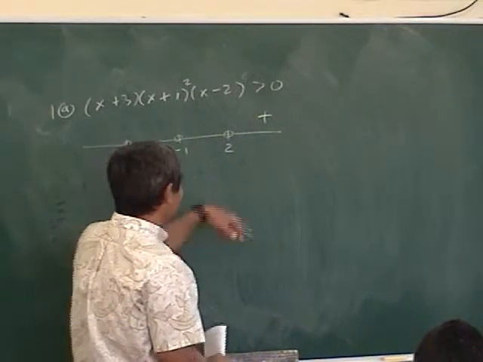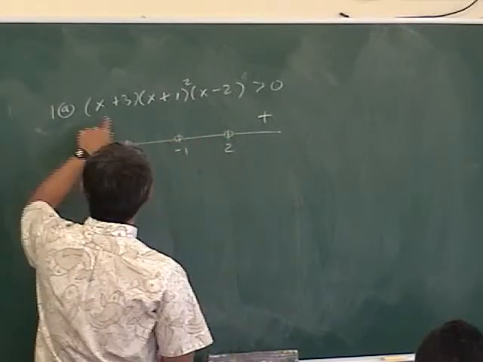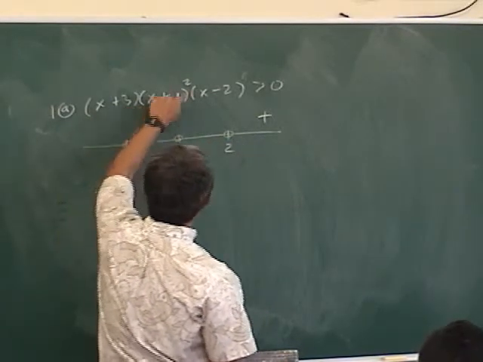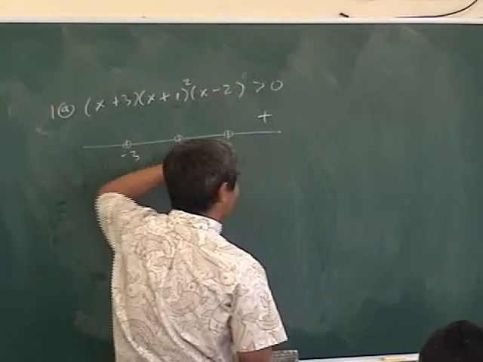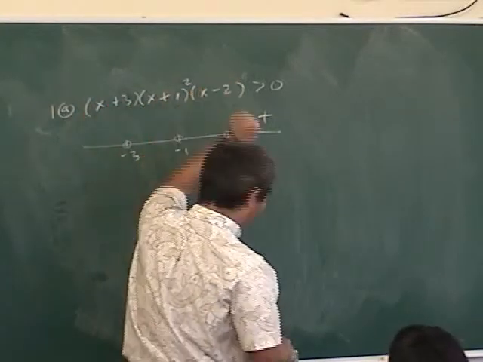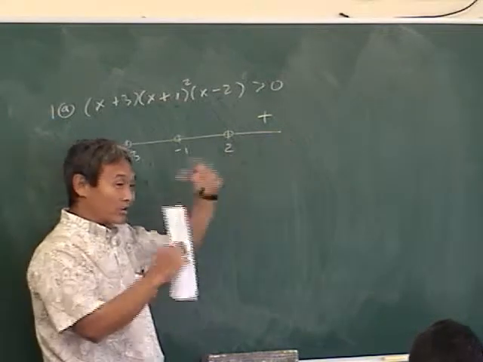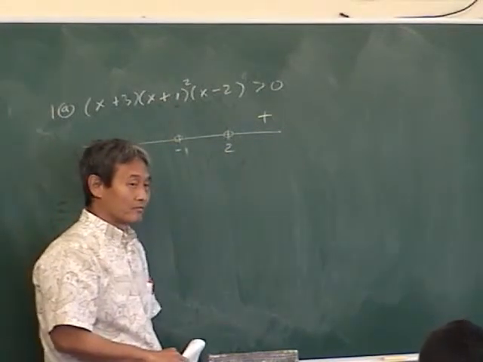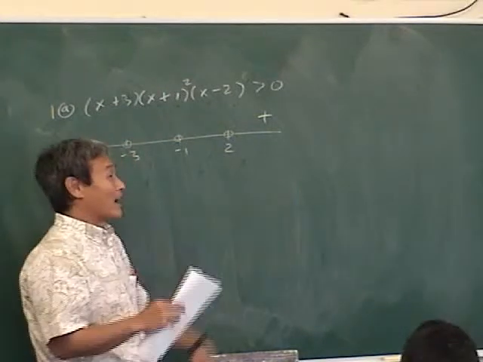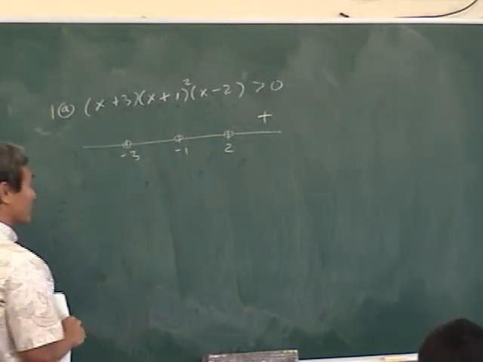And just to make sure, if I plug in a number bigger than 2, like 3, 3 plus 3 is positive. 3 plus 1 squared is positive. 3 minus 2 is positive. Positive times positive times positive is positive. Now, do you guys understand why this one's always positive? Because all the numbers are positive. When I multiply 100 positive numbers, it's going to be positive.